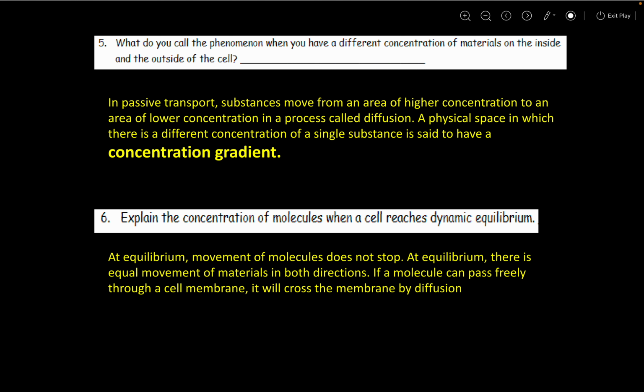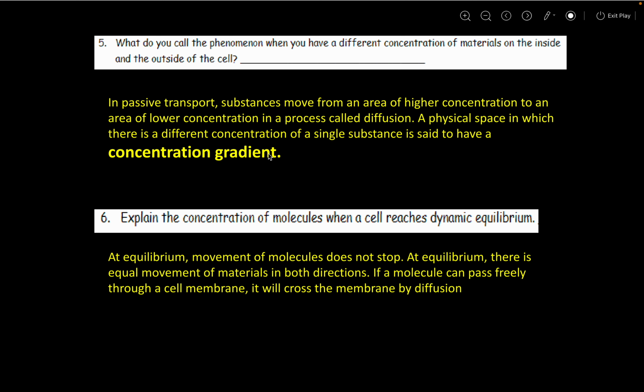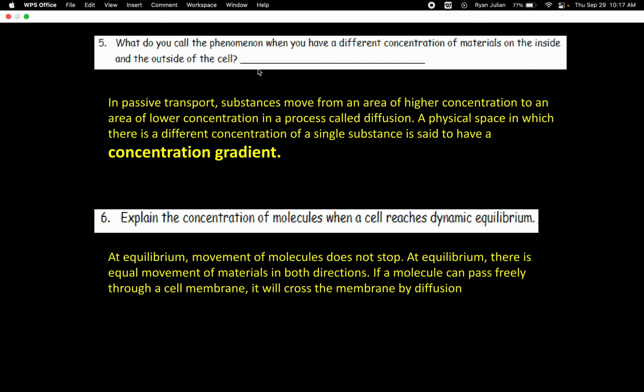A physical space in which there is a different concentration of a single substance is said to have a concentration gradient, which is basically the discrepancy between osmosis and diffusion.